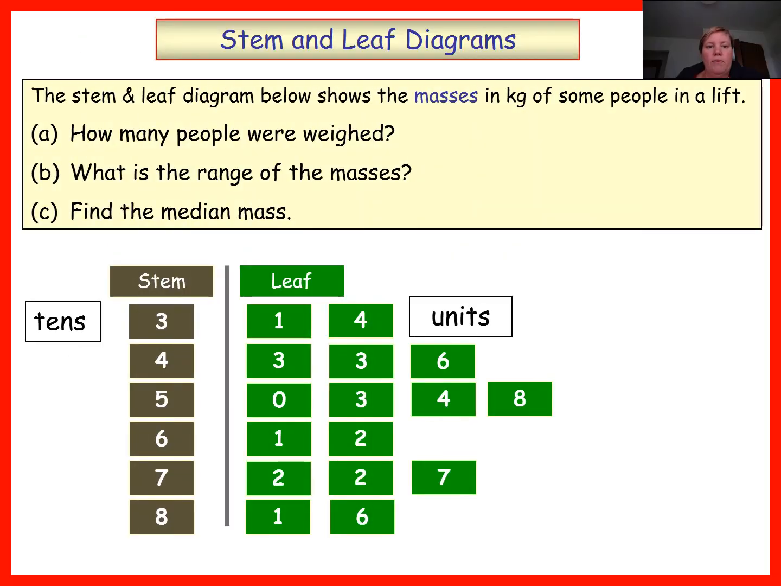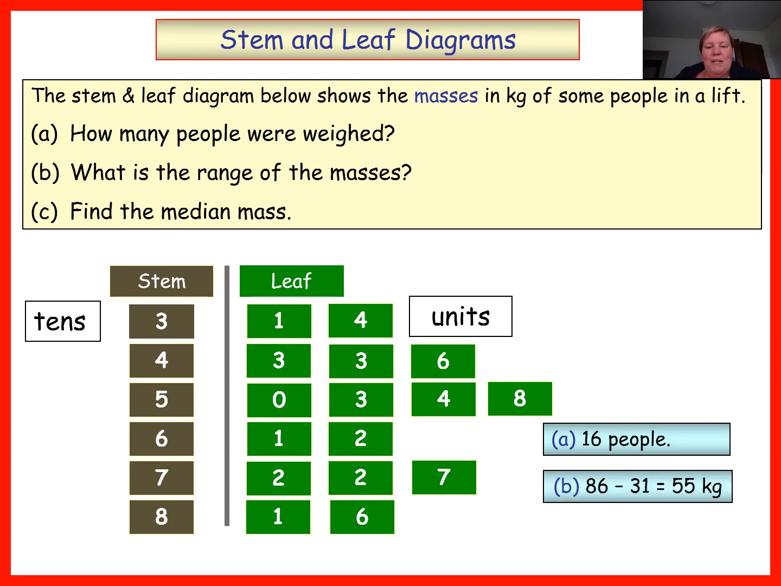Okay, so let's go. Oh, here we go. So this is a diagram that shows the mass in kilograms of some people in a lift. So first question to ask yourself is just how many people were weighed? Well, it's quite easy to work that one out. What we need to do is just actually count how many people are on the leaf. So that's 1, 2, 3, 4, 5, 6, 7, 8, 9, 10, 11, 12, 13, 14, 15, 16. Okay, that's 16. Yes, indeedy. I don't take any notice of the stem in that.